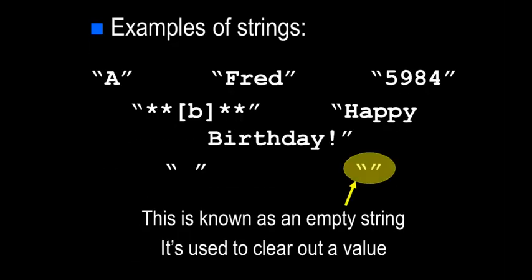The capital letter A, the word Fred, the characters 5984, not the number, some punctuation, a whole sentence, happy birthday with spaces and line breaks in it. A space is a character. And then this is the weird one. If I said to you, make the number x, a variable that holds a number, nothing, what would you do? In math, you'd write x equals 0, right? But when it's a string, you think, well, how do I clear out a string so it's back to starting? You just put empty quotes, which is essentially known as an empty string, sometimes called a null string.